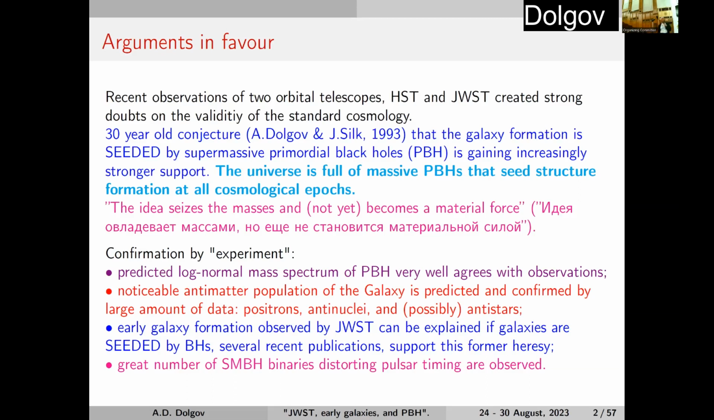First of all, the model predicted a very simple form of the mass spectrum of primordial black holes, a log-normal spectrum. I will present the corresponding expression, and this indeed agrees very well with observational data.